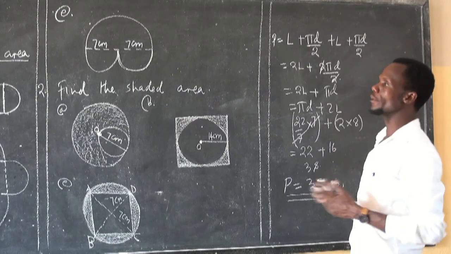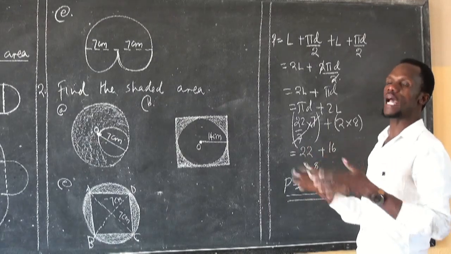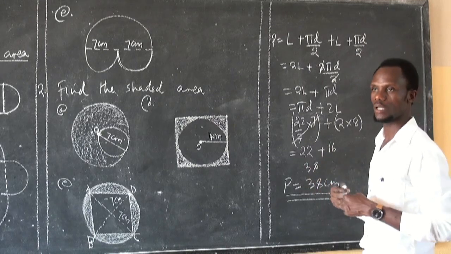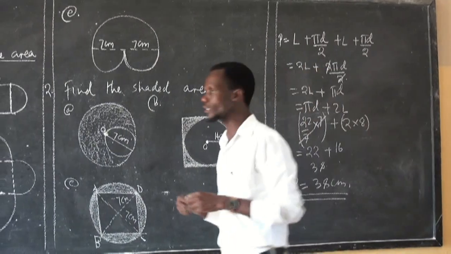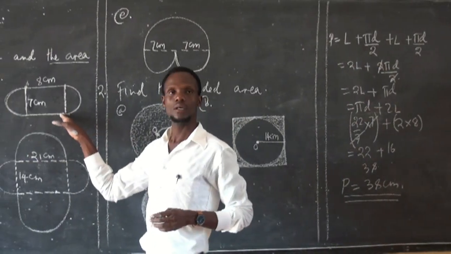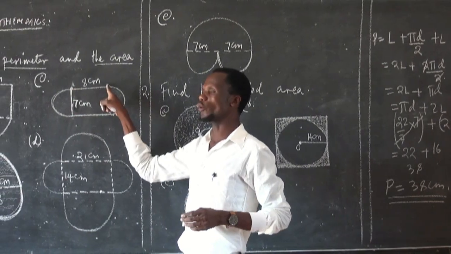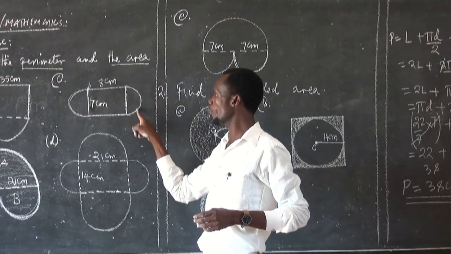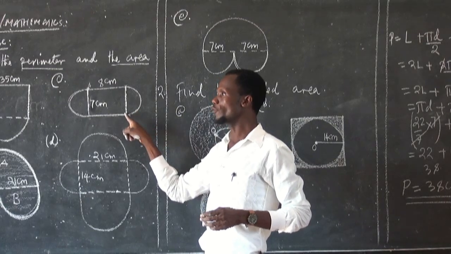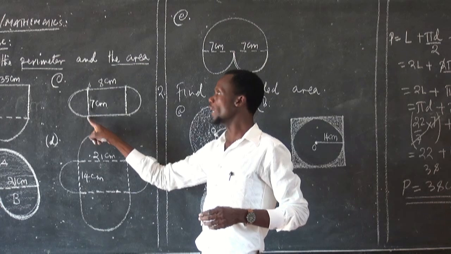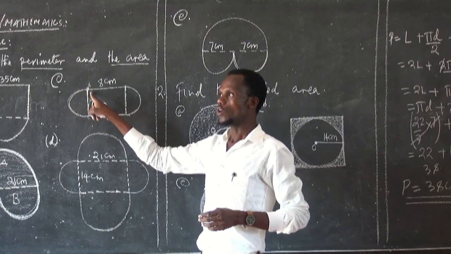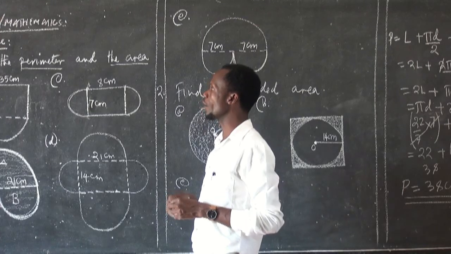So finding the perimeter of the shape depends on what kind of shape you are talking about. You have to look at it. Just look at it. Moving from here up to here, then from here up to here, then from here up to here, then from here to here. So that is why we can calculate the perimeter.